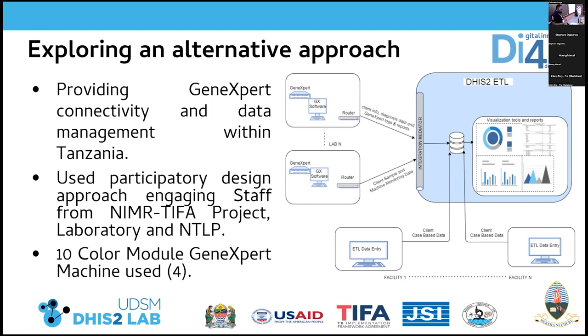And our case was to start with the 10-color module GeneXpert machines, 4 of them. What we wanted to achieve, as per the diagram, is this: usually the setting is you have the GeneXpert machine, which normally comes with the GX software installed on a particular machine. But then you have the electronic system, in our case a case-based system, that is used to register the TB cases from the facility.